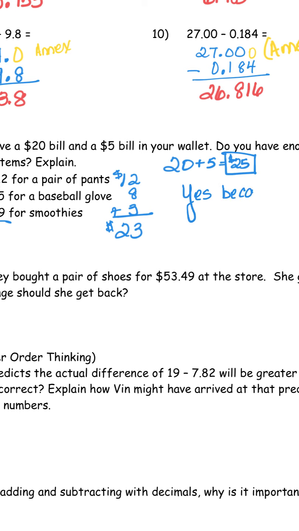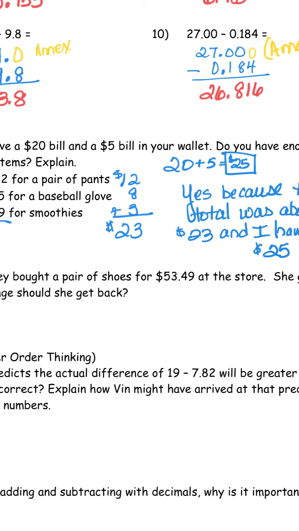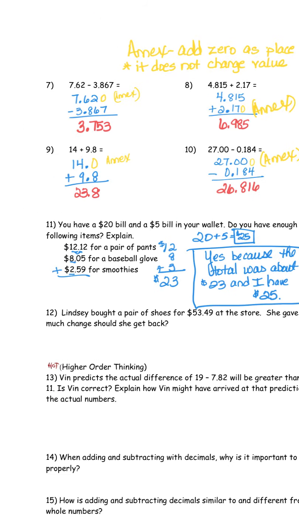Okay, the answer is yes, because the total was about, now watch what I'm saying here, was about $23, and I have $25. Now, if you did the actual total and you added it up, your numbers would be a little bit different, but the answer will still be yes. And always, when you're doing the word problems, box up your answers. Okay, let's take a look at the next one.